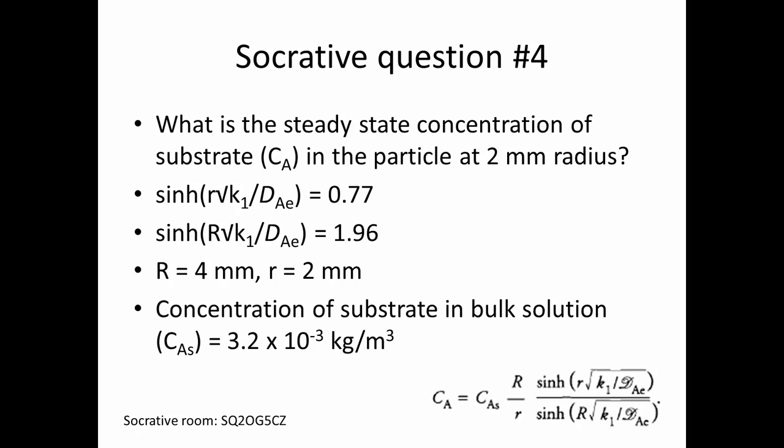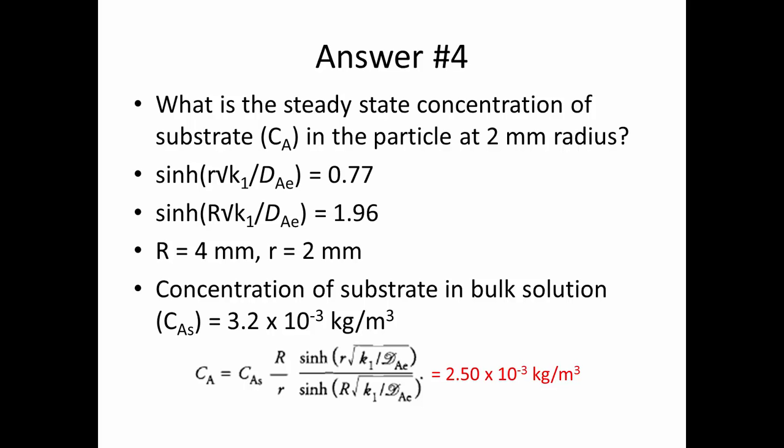Okay, so we have our top and our bottom term for this ratio here. We know our big R, we know our little r, and we know our concentration of substrate in bulk solution. This should be a straightforward thing. Just plug in everything and solve to get our Ca, our concentration of substrate in the particle at 2 millimeters, our shell concentration, and we get a concentration of 2.5 times 10 to the negative third kilograms per meter cubed here.